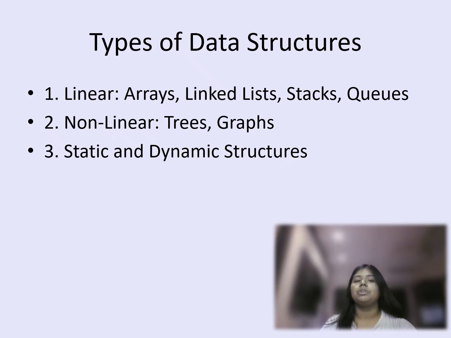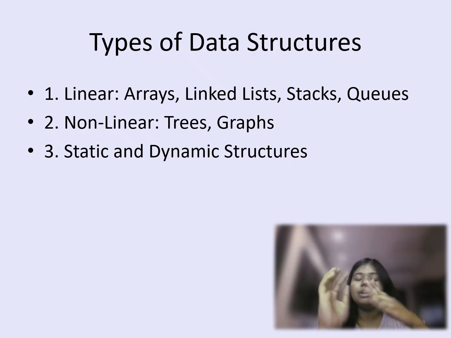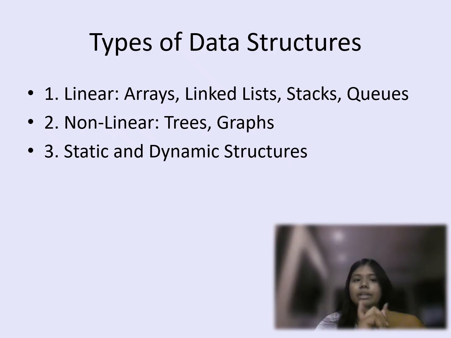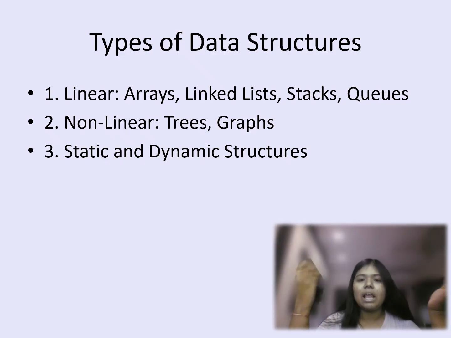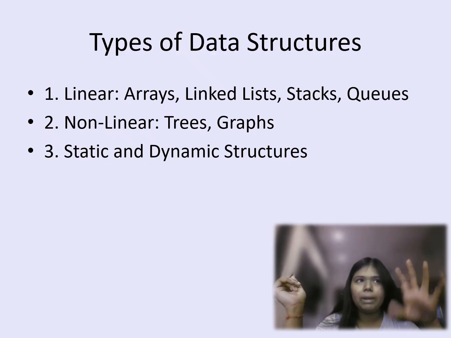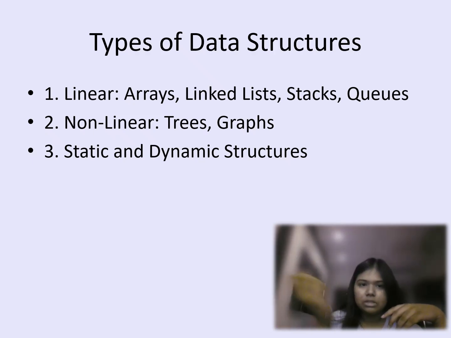Types of data structures. Data structures are mainly divided into different types. We have linear data structures and non-linear data structures. Under linear data structures, there are arrays, linked lists, stacks, and queues. Under non-linear data structures, we have trees and graphs. They can also be classified as static and dynamic depending on the memory usage.